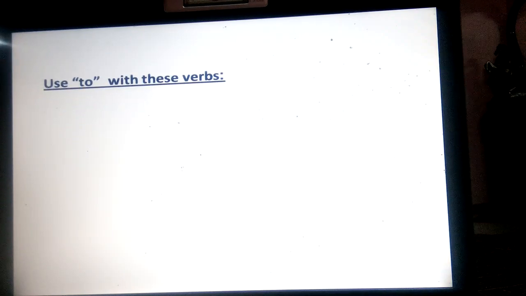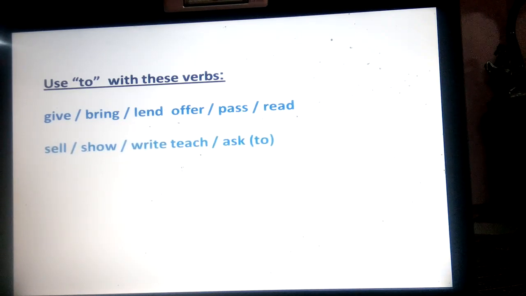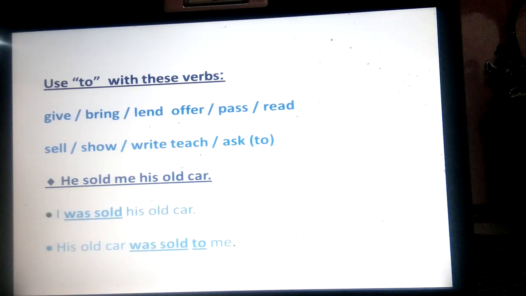Use to with these verbs: give, bring, lend, offer, pass, post, read, sell, show, write, teach, ask. Example: He sold me his old car. I was sold his old car, or his old car was sold to me, because sell takes two objects. His old car was sold to me. Because sell comes with to, we used was sold to.